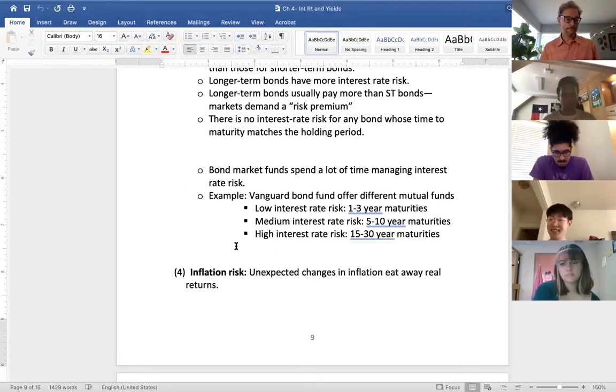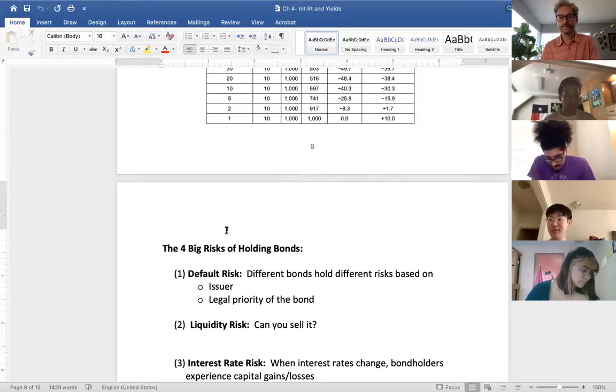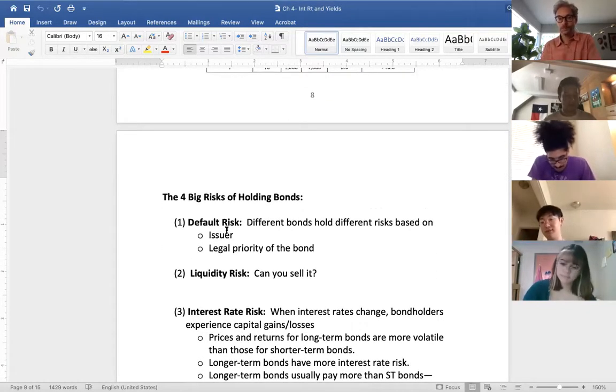So anyway, I think that's really, along with understanding yield to maturity, having a really good grasp of these 4 risks of holding bonds. Those are in many ways what I would consider to be the 2 big things to get out of chapter 4. All right.